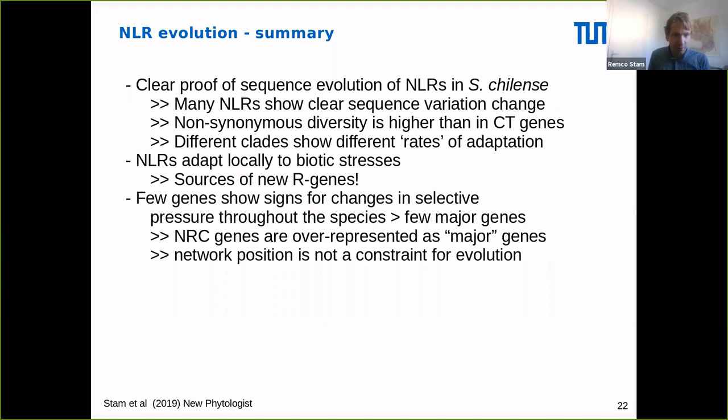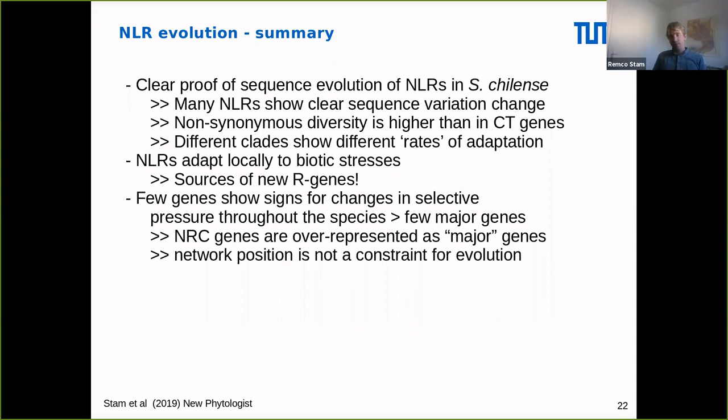Very few major genes. And surprisingly, the NRCs are overrepresented in these major genes, which gives us again a cool evolutionary result: being central in a network doesn't mean that you cannot evolve, which is a very important finding. It means that you don't have to be conserved, but the network probably needs to evolve with you. So this is really cool. This is the part on R gene evolution, and I think we learn a lot from this.